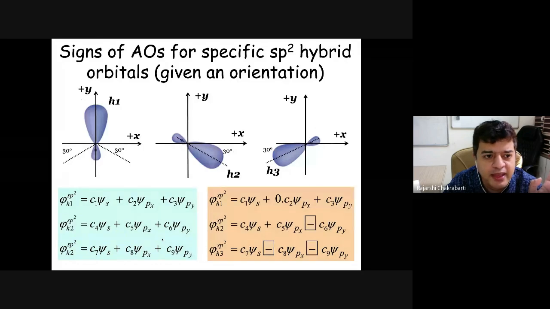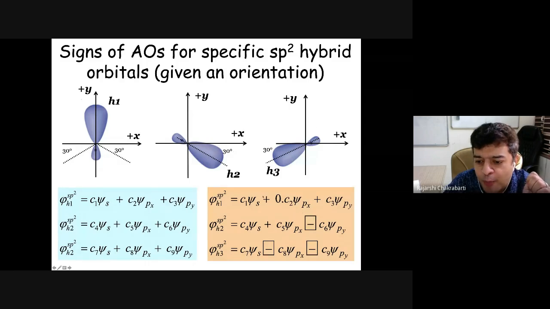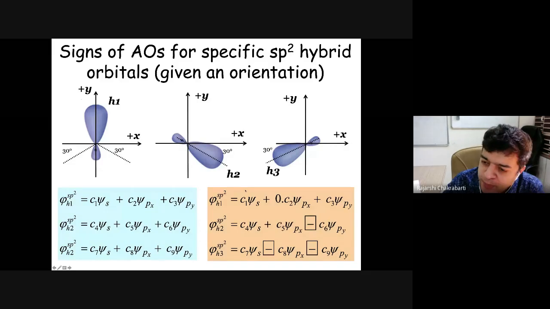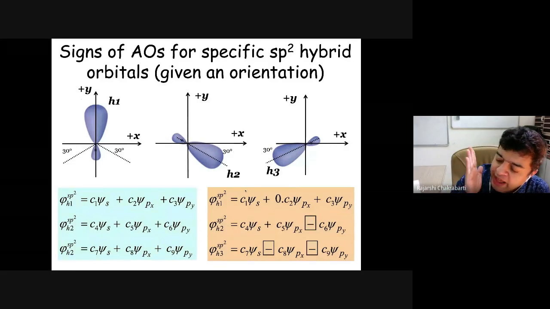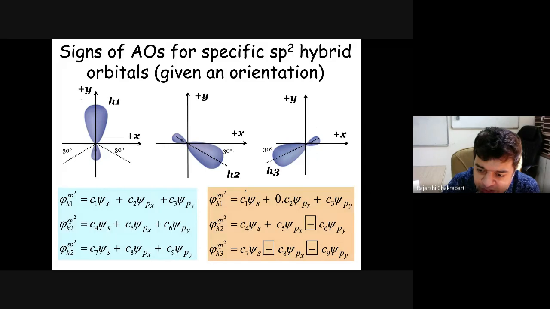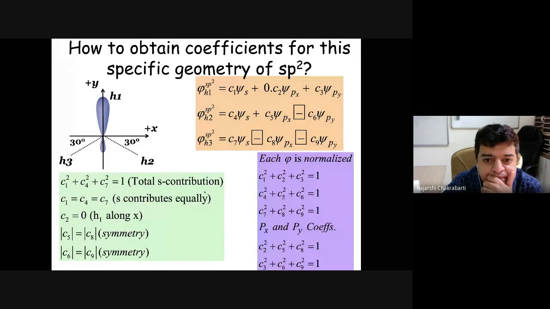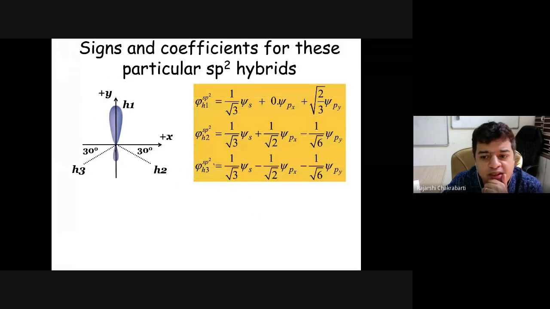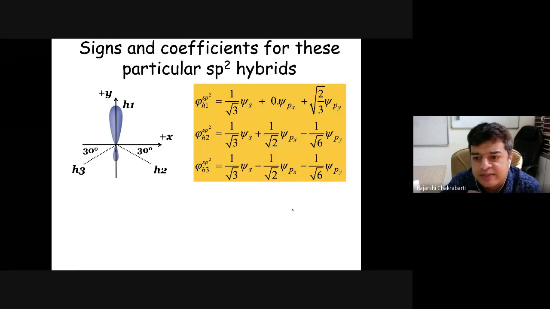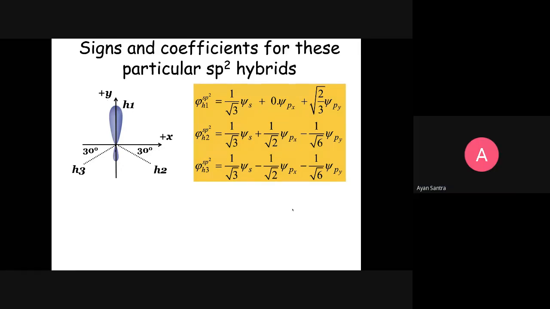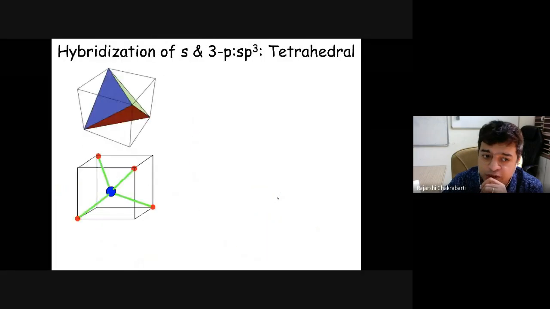And there we had assumed that one hybrid orbital is along Y. That's why the X component was 0 for this phi 1. You can play with this, but you can just place the hybrid orbital along one of the axes, and then accordingly the coefficients will change. This I have already done. I'm just showing you the slide, and we got something like this, isn't it? You can go and check. There could be some typos.